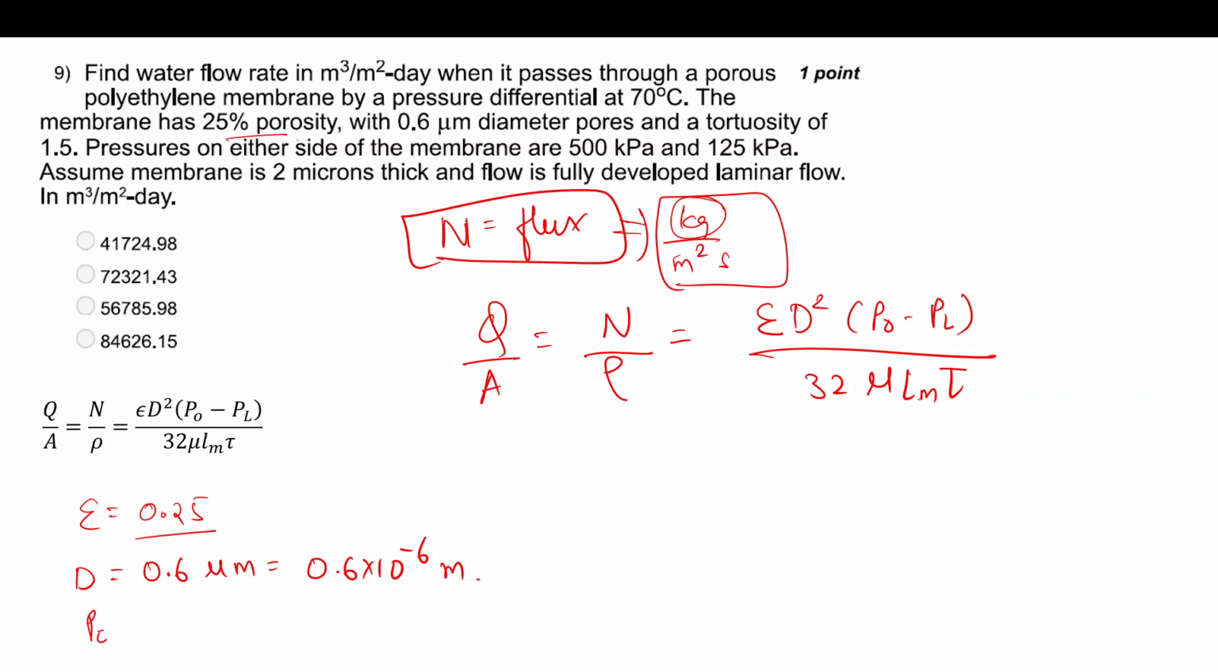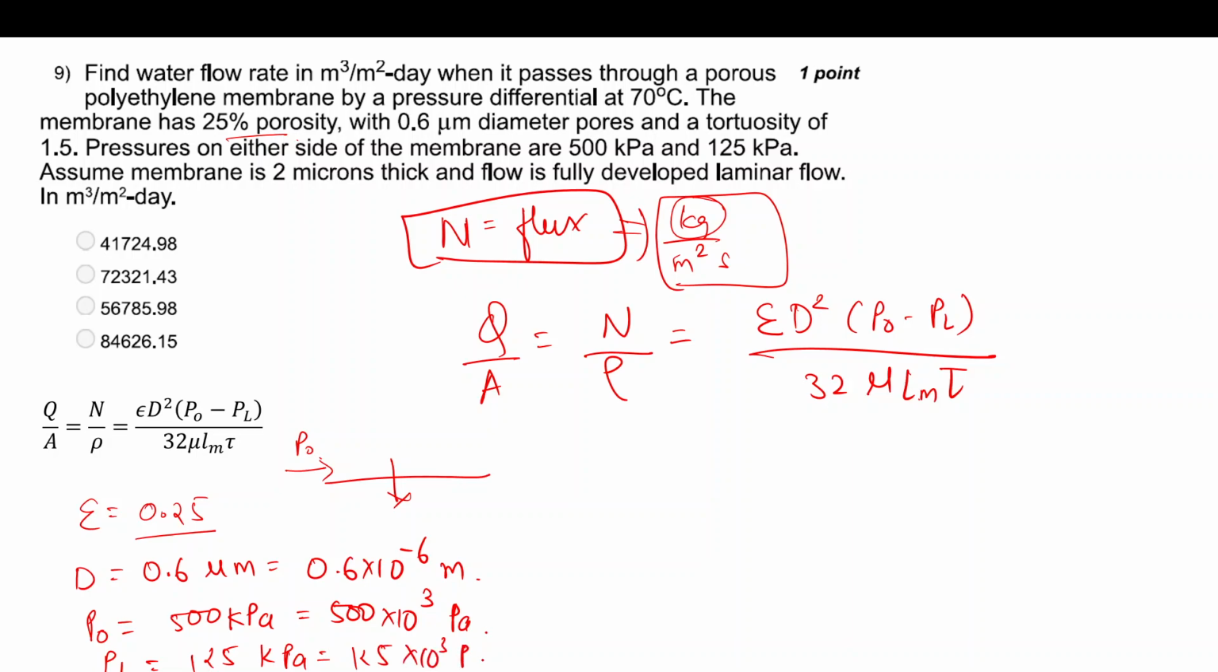So P naught: if this is the membrane, you are applying some pressure here so that there will be flow of water through the membrane. P naught is the initial pressure that you are applying. So P naught is 500 kilopascal, which is 500 into 10 to the power 3 pascals. Pascal is the SI unit, so you do not need to convert into any other. Then PL is the pressure on the other side of the membrane, which is 125 kilopascal, and it is nothing but 125 into 10 to the power 3 pascals.